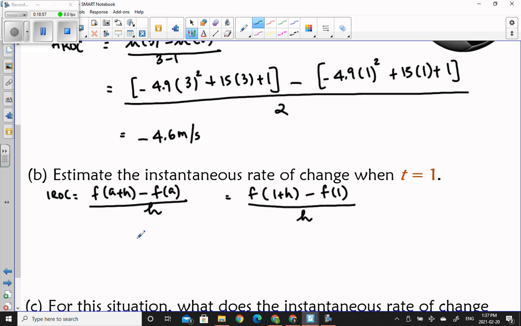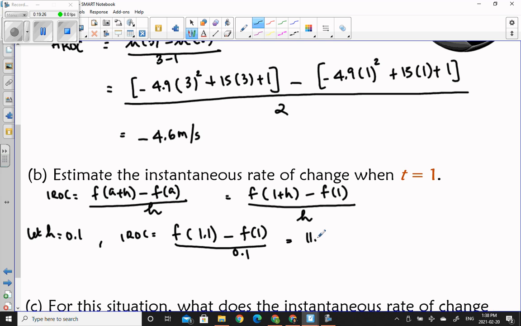So we have to decide how small our h is going to be. Let's take a small number, let's say 0.1. Start with 0.1. Then the rate would be f(1.1) minus f(1) divided by 0.1, which when we plug it into the equation for the height given in the question, works out to 11.571 minus 11.1 divided by 0.1. Now, that's a lot of work that I've condensed. I've already done it before.